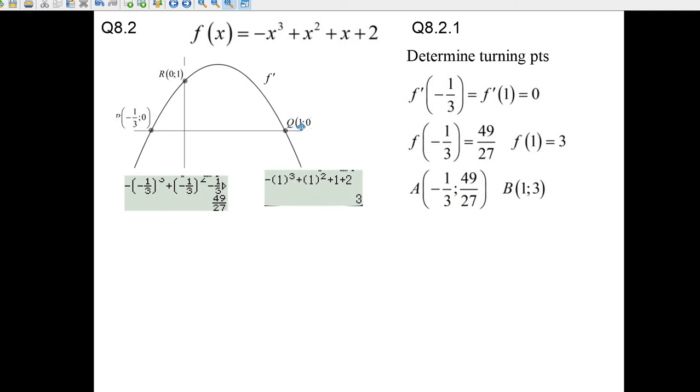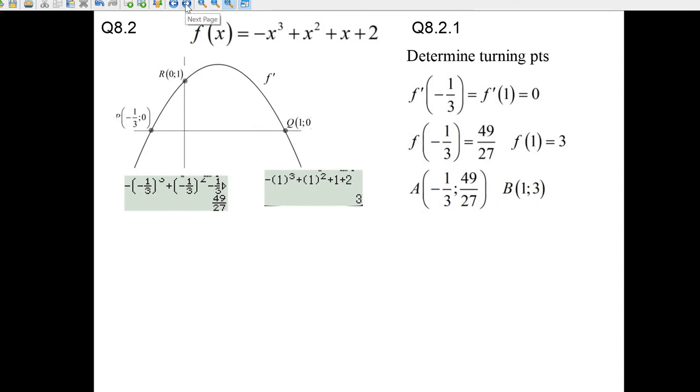So we know that the x value of 1, if we just put it in there, if we could find f of 1, in fact, we do. If we take f of 1 and we put it into this function, we get 3 out. So that's one of the turning points, 1 and 3. If you take minus a third and you put it into the function, you get about 1.81, or 49 over 27. So there's your two turning points. That's all there is to it.